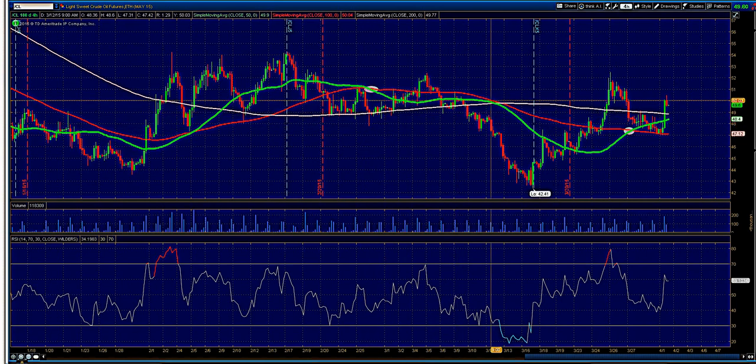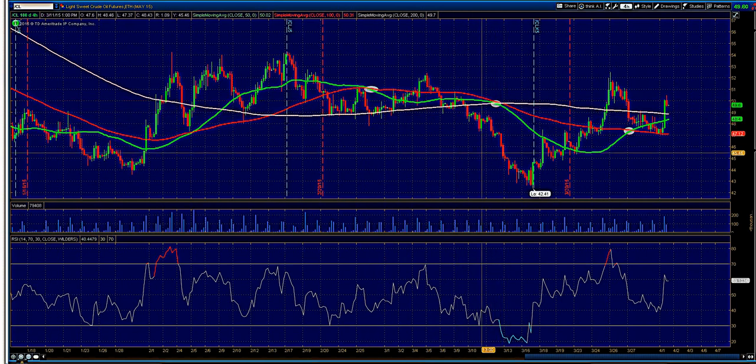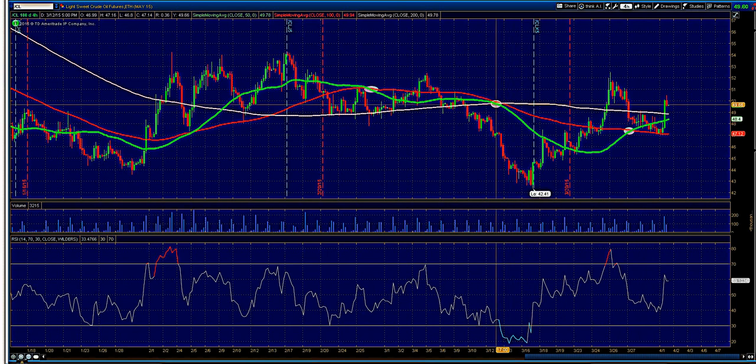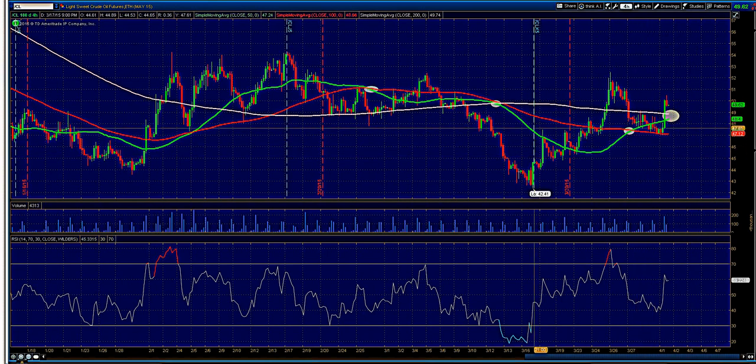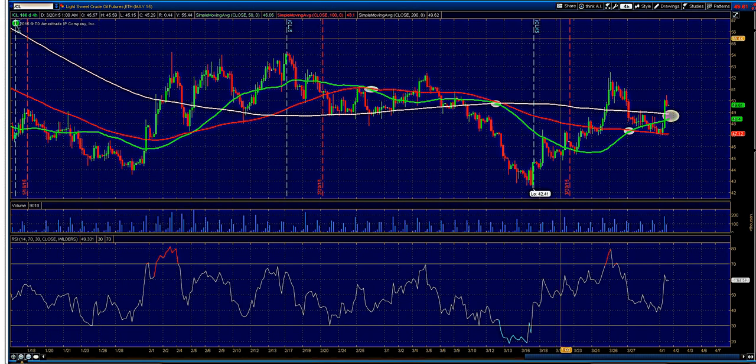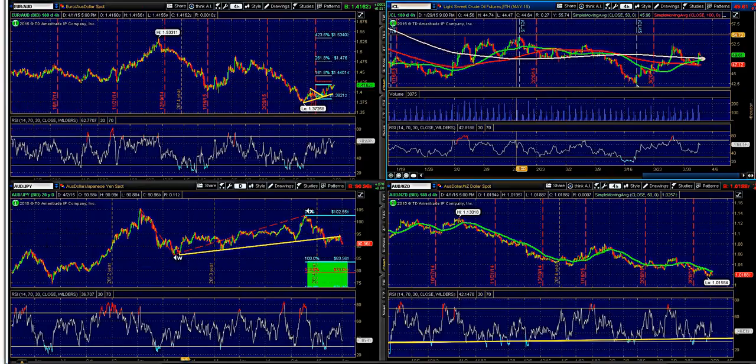On the other hand, the 50 and the 200, that's the death cross if it's to the downside, and to the topside would be the golden cross. And we are inching towards that golden cross, which will eye higher levels in the commodity being crude oil futures.